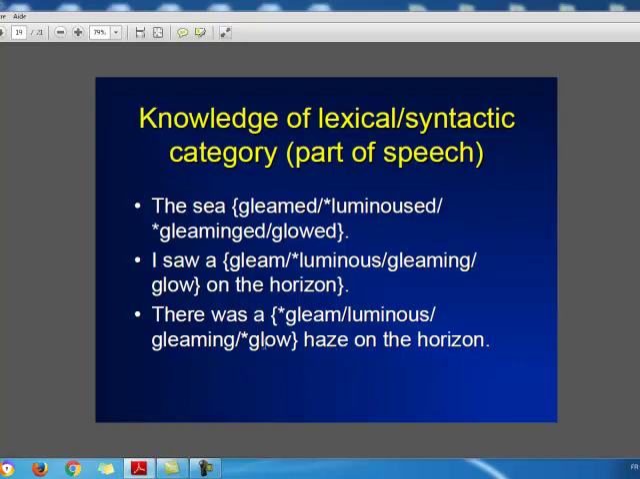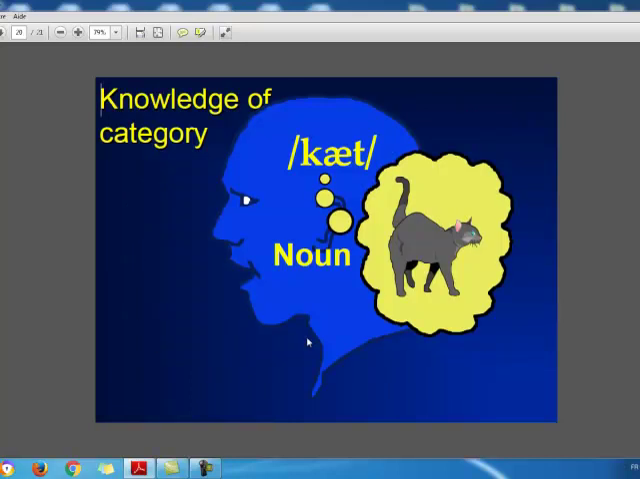No, this is not. So this is another piece of information that we are supposed to have stored in our mind about our words. It's the right grammatical category, or part of speech, of the word. So this summarizes everything here. Knowledge of category. We have got the word cat, the sounds that compose it, the meaning of it, which is the animal, and its, let's say, part of speech, grammatical category.